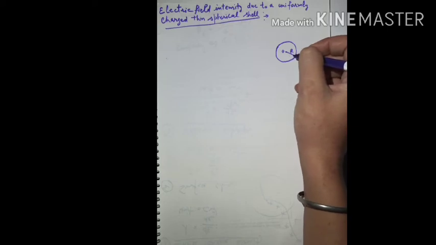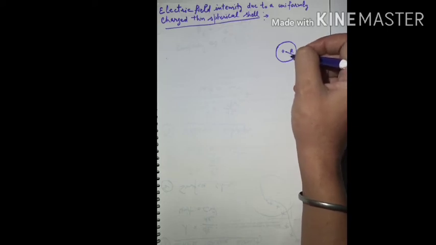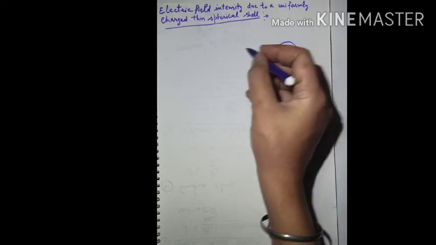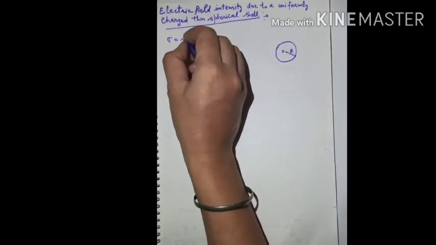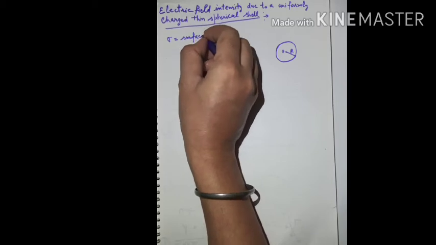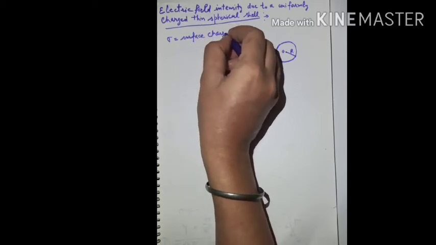R is the radius of the thin spherical shell with the center O. Let Q be the positive charge which is uniformly distributed over this shell. Sigma is its surface charge density.